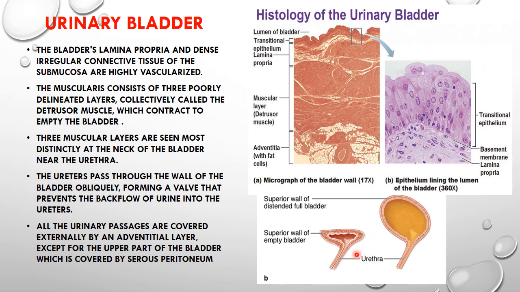You can see here the distended bladder, and this is an empty bladder. When the bladder is empty, you can see the transitional epithelium becomes dome-shaped cells. They are clearly visible, and the layers become more extensive, and they become tall columnar-like cells in the distended bladder.